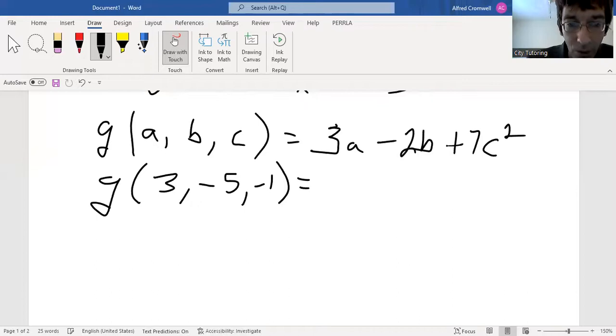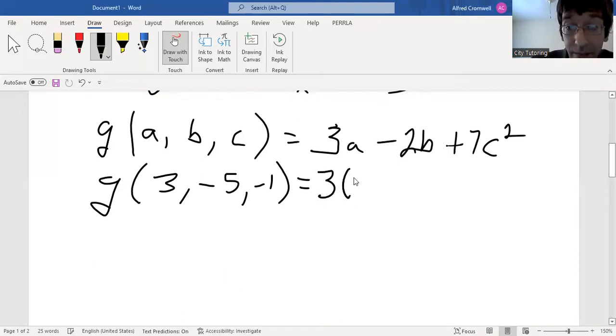Okay, well, you go in that order. The a represents 3, the b represents -5, it's a placeholder, and the c represents -1. So first plug them in and see what you get. Put a pause and see what you get. Okay, so you should be getting 26. How? Well, let's do it.